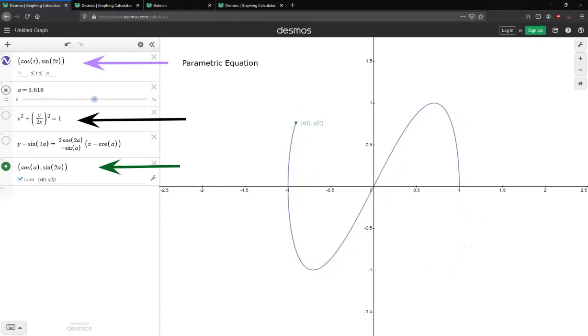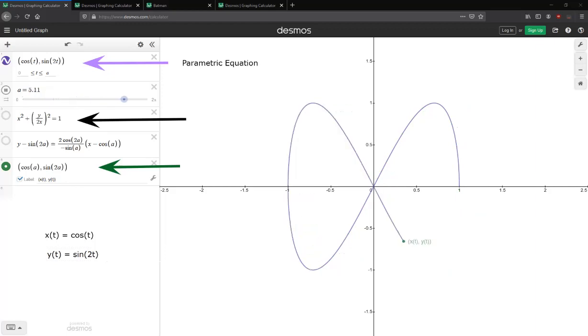So one way I could write this is that x is a function of t. The formula for x is that x will be equal to the cosine of t. Y is also a function of t, so both my x and y are dependent variables. The formula for y is that y is the sine of 2 times t.